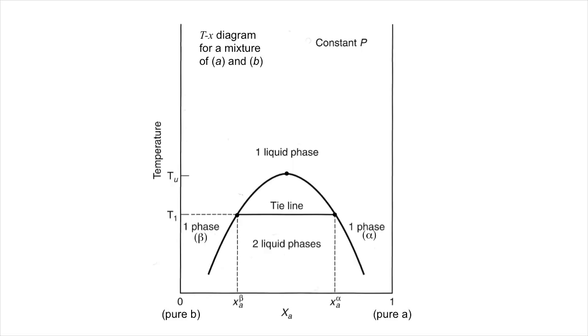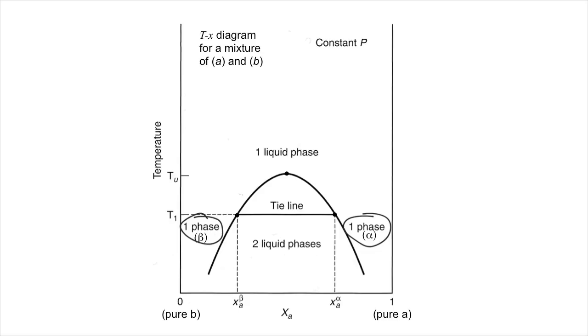Shown here is a generic representation of a TX diagram for a binary liquid mixture of two species A and B that exhibit partial miscibility of the kind we see with butanol and water. Along the vertical axis is temperature. Along the horizontal axis is XA, the mole fraction of species A, spanning 0, corresponding to pure B, to 1, corresponding to pure A. At lower temperatures and high values of XA, the mixture can exist as a single A-rich liquid, labeled here as phase alpha. Likewise, for values of XA approaching 0, the mixture can exist as a single B-rich liquid, labeled here as phase beta.